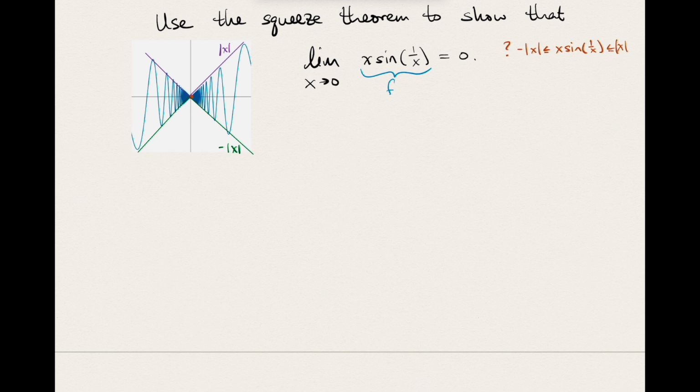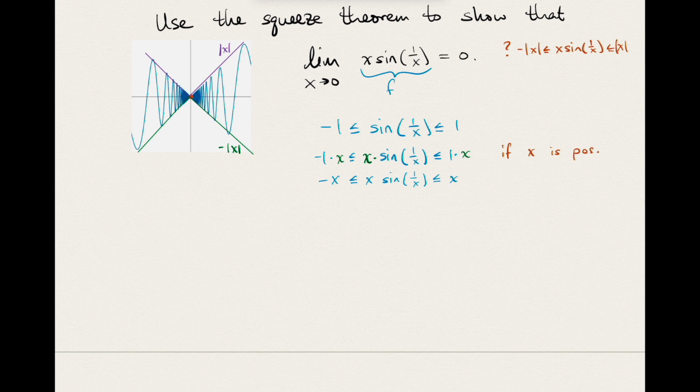As we did in the previous example, we'll start with pretty much the only thing we know about this ridiculously out of control wavy function. It's locked between negative 1 and 1. We want the middle to look like our function f, so we'll just introduce an x times to make it look like f. But we have to pay a price. Here we have to multiply everything by x. This, however, is not always legal. This is only true if x is positive. And now we get negative x is less than or equal to x sine of 1 over x is less than or equal to x. Again, if x is positive.